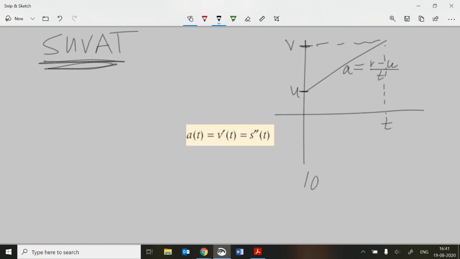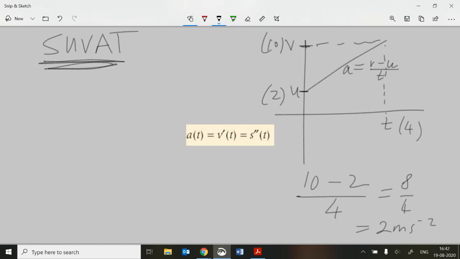So say, for example, we finish at 10 meters per second and we started at 2 meters per second, and that happened over a period of 4 seconds. Then we'd do 8 divided by 4, and that would tell us that our average acceleration was 2 meters per second per second. That is to say that for every second we move across here, we would be increasing in velocity by 2 meters per second.